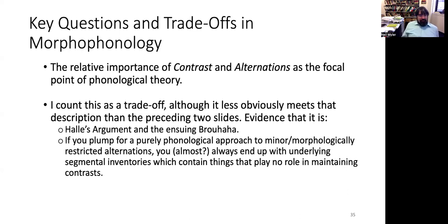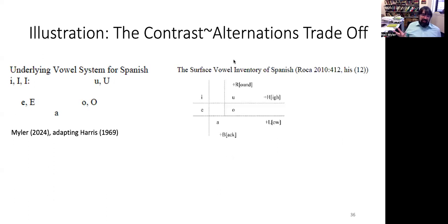If you do end up leaning in the direction of a purely phonological approach to morphologically restricted alternations, not fully automatic alternations, you, in my experience always, and perhaps this is inevitable actually, end up with underlying segmental inventories which contain things that play no role in maintaining contrasts. So just an illustration of this from late in the semester, on the right here is the surface vowel inventory of Spanish, which you can motivate through minimal pairs and actual contrasts, right?